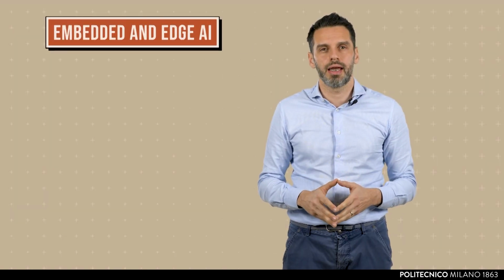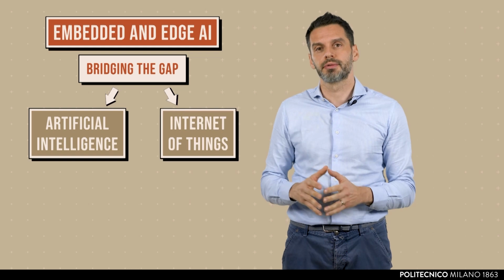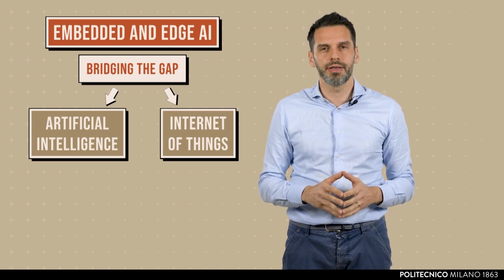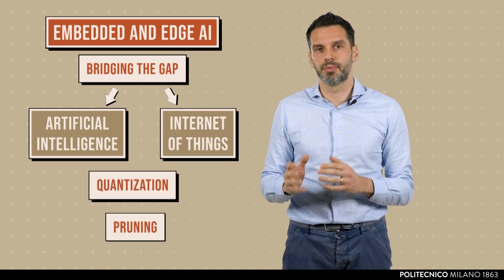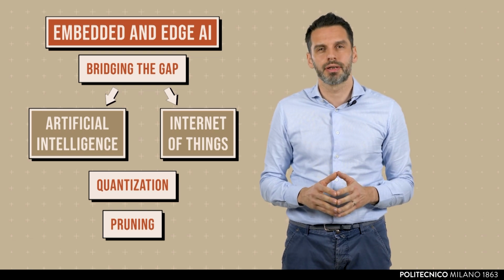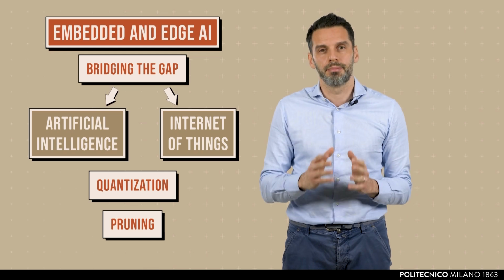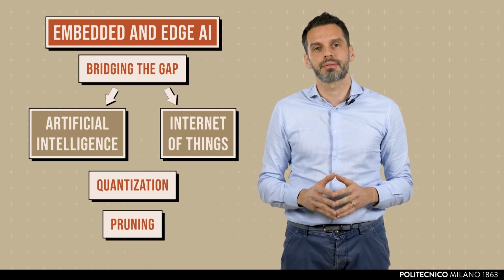Embedded and Edge AI aims at bridging the gap between artificial intelligence and the Internet of Things. In the former video, we saw that quantization and pruning are crucial tools to design machine and deep learning solutions able to match the severe technological constraints on computation, memory, and energy of IoT units. But do we have other solutions to move AI to the ground?